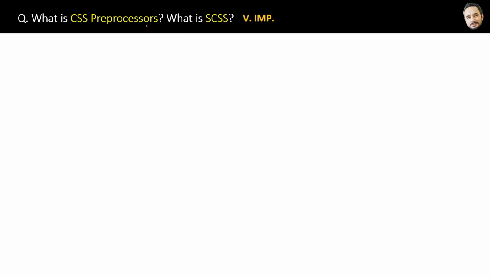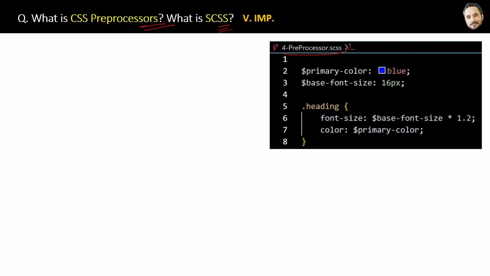What are CSS preprocessors? What is SCSS? A CSS preprocessor is also one way to implement CSS, and this is slightly more complex in comparison to the previous ways. In this case, with CSS preprocessors, we have to create one .scss file like this in our project. For that, we have to install npm and Sass also. And SCSS is a type of CSS preprocessor only, okay?